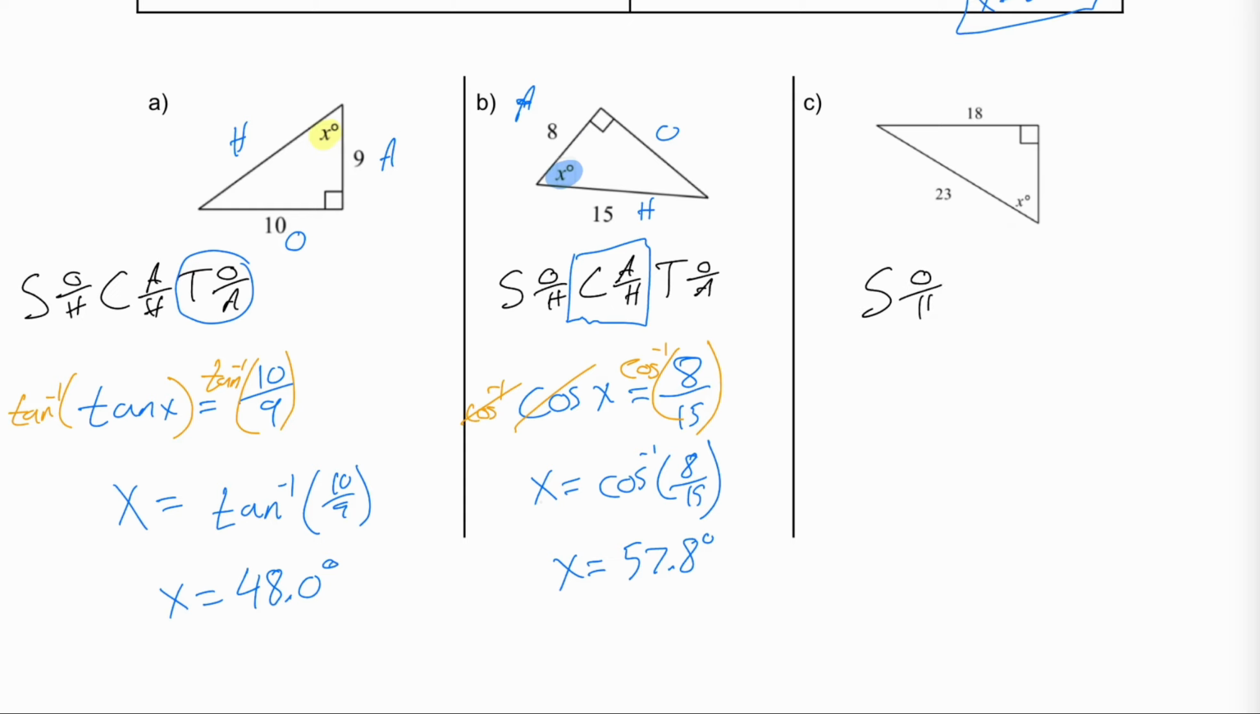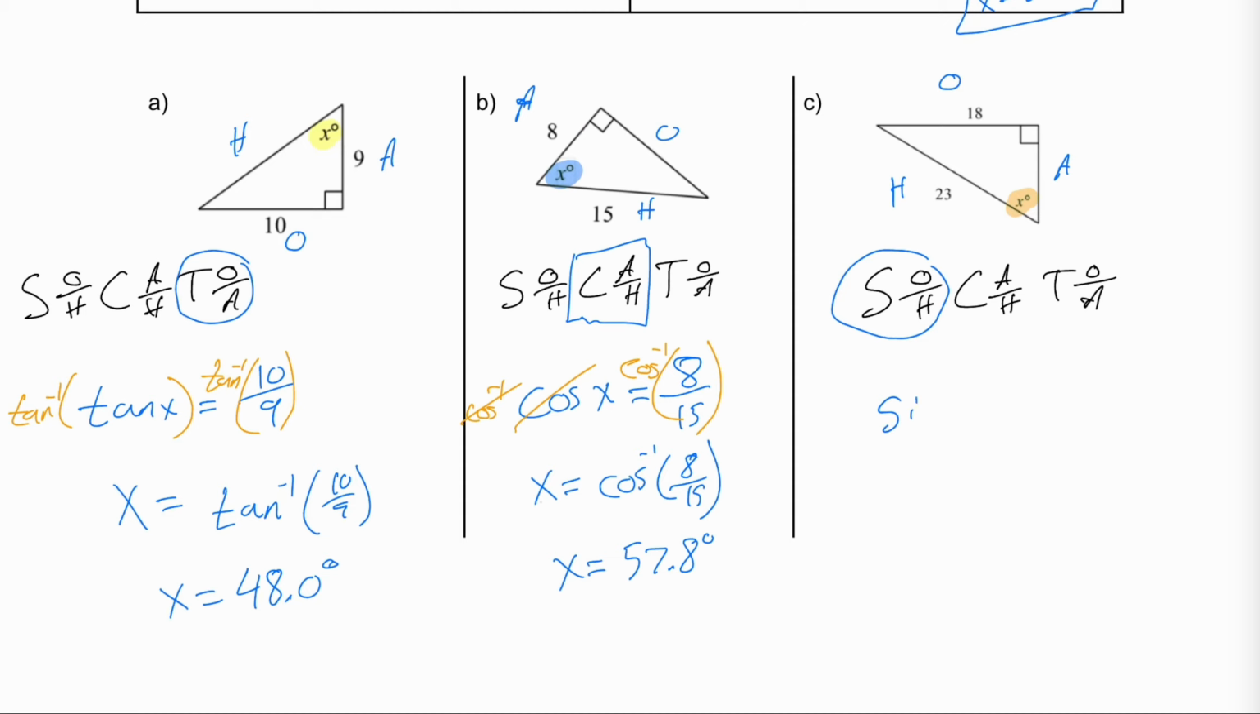SOHCAHTOA, right? Start with what trig function we are going to be using here. Always helpful to label, so we know that we're dealing with this angle x right here. The opposite side is known, and the hypotenuse is known. We're missing that adjacent. We don't know anything about the adjacent side. So we could use sine, right? Sine deals with the opposite and the hypotenuse.